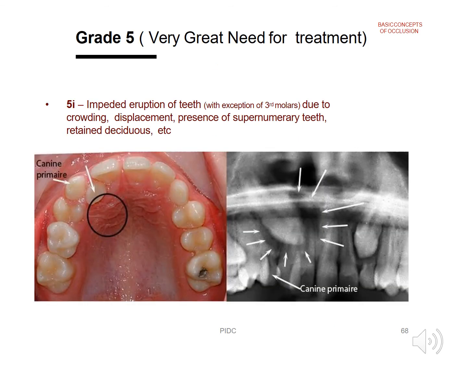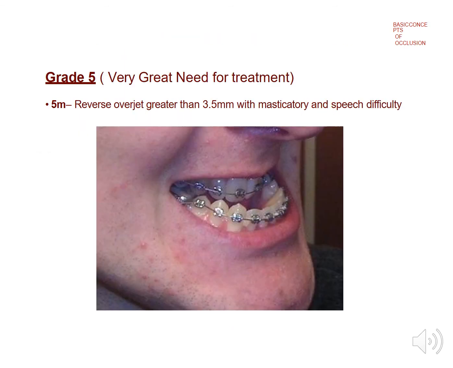5I is impeded eruption of teeth due to crowding, displacement, presence of supernumerary teeth, retained deciduous teeth, and others. So especially in impacted canine, once you see an impacted canine, definitely it is 5I. 5M is reverse overjet greater than 3.5 mm with masticatory and speech difficulty. Definitely in this photo, the patient requires orthodontic surgery, and the patient cannot bite properly, and also cannot say some words properly. So the patient definitely will have masticatory and speech difficulty.